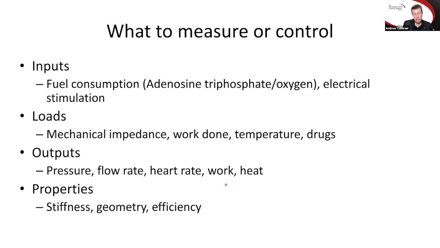And finally, there are some interesting properties that we might wish to measure of this wonderful organic machine. Perhaps we're interested in the stiffness of the heart's tissues, because these can change during diseases of the heart and can affect its performance quite profoundly. We might also be interested in its geometry, which again affects its performance and its efficiency. And all of these three properties can be affected as a heart is deteriorating because of some sort of disease or other.